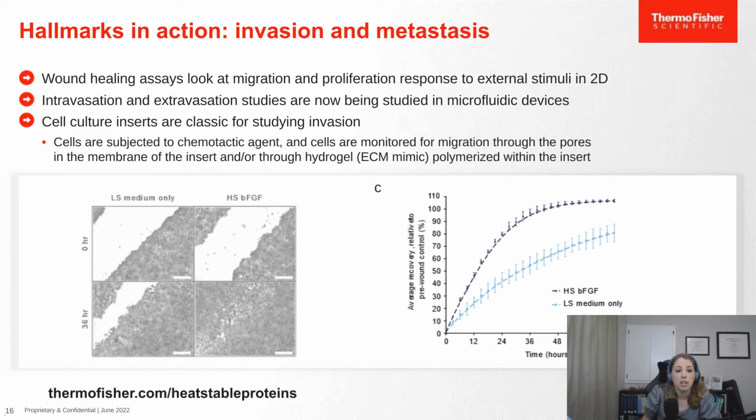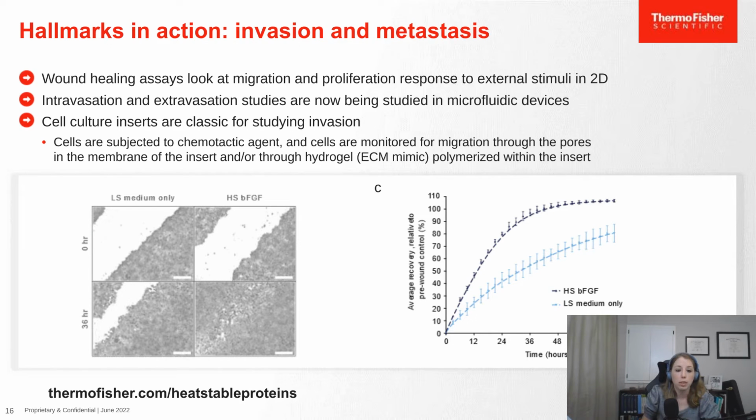Invasion and metastasis can be studied with cell culture in several ways. One of the simplest methods is a wound healing assay, where you scratch a monolayer of cells with a pipette tip and see how long it takes to close the gap in the monolayer. The rate at which the wound closes is related to how migratory or invasive the cells are, either due to the cell type or the condition to which they were exposed. In the figure below, we show the increased wound healing response of breast cancer cells with exposure to heat-stable basic FGF as compared to a low serum medium condition.